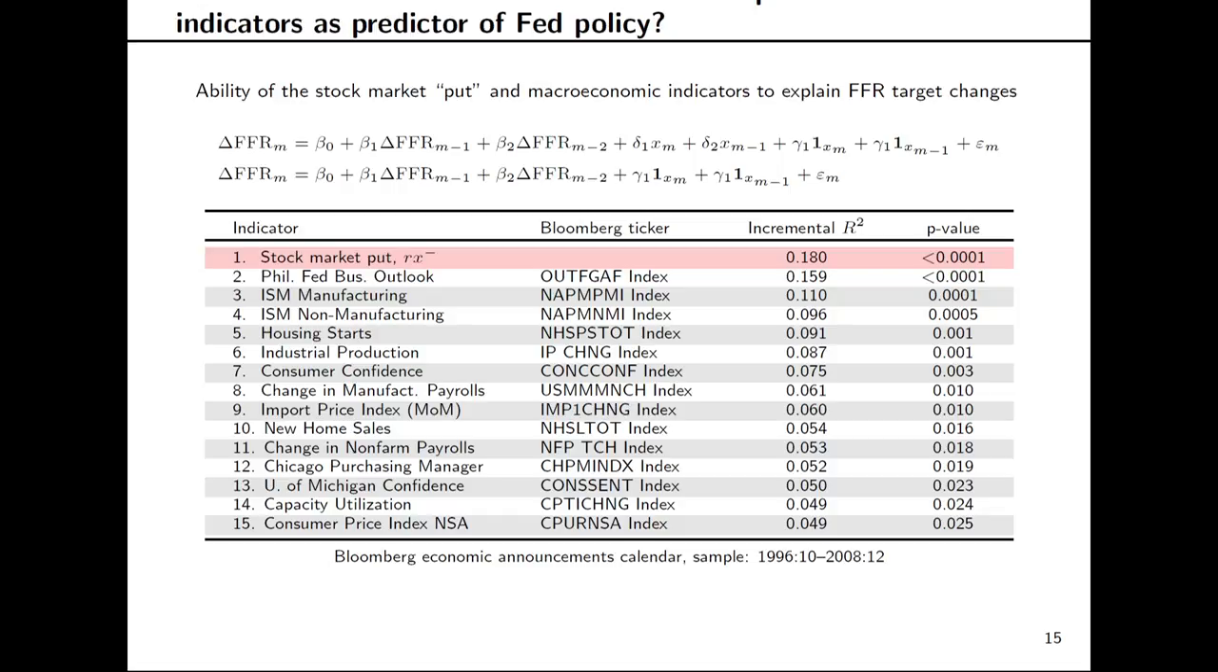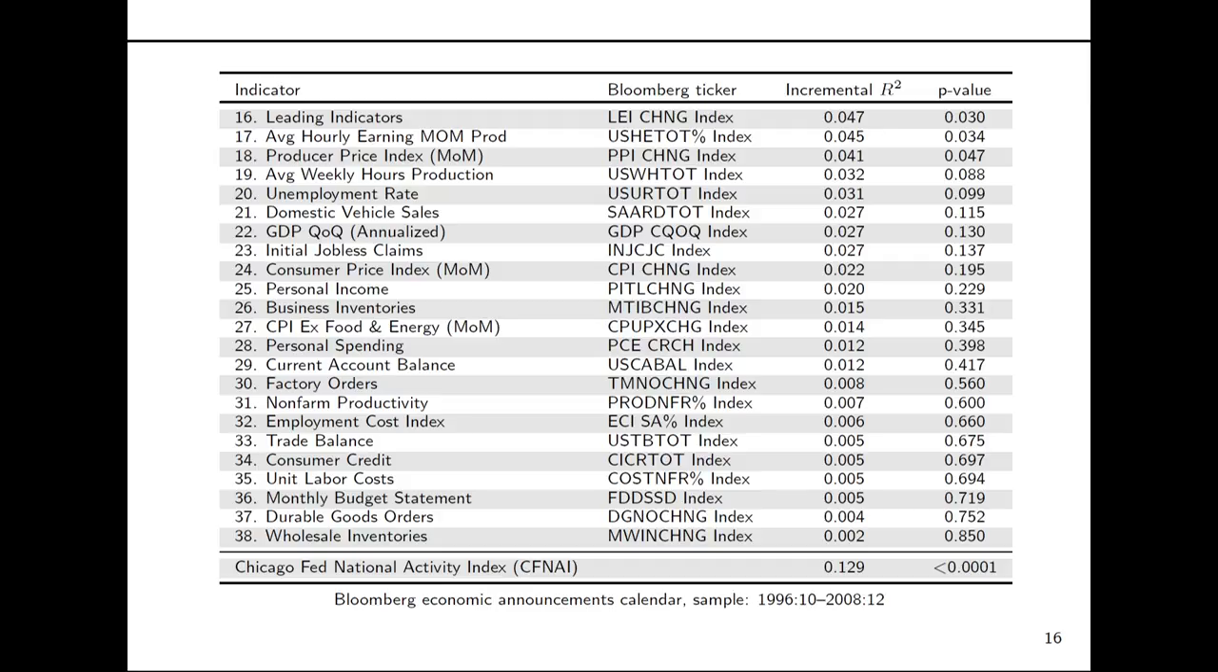You can even take, in the spirit of combining macro data, you could put in here at the bottom, the Chicago Fed National Activity Index. That's the first principal component of, I hope, about 100, as far as I remember, macro series. Even then, you only get to about 12.9% incremental R squared. So it seems like just from a statistical perspective, the stock market is a good predictor of Fed policy. So hopefully that'll make you more interested in what I'm going to say next.